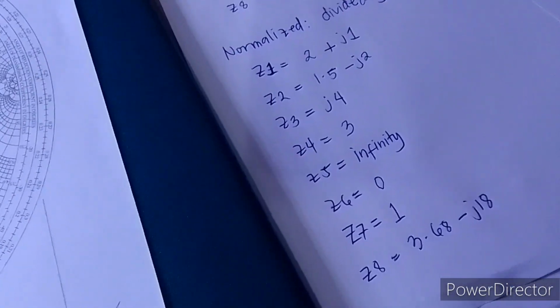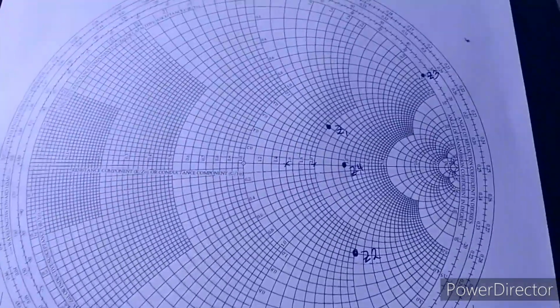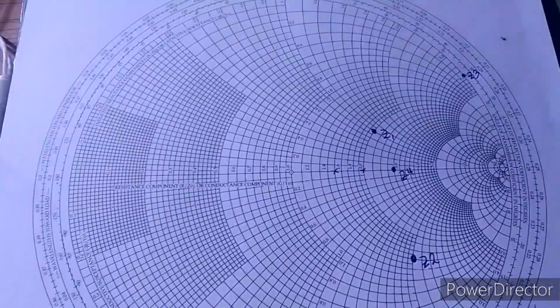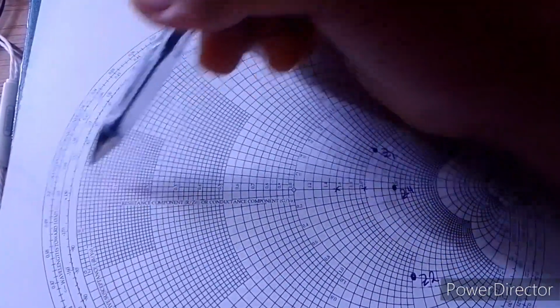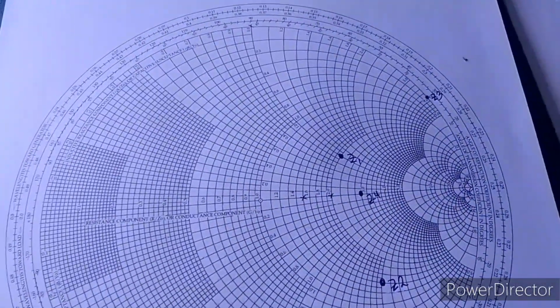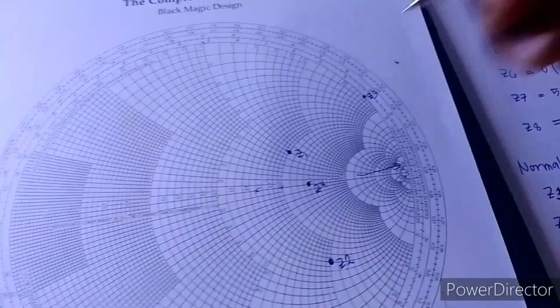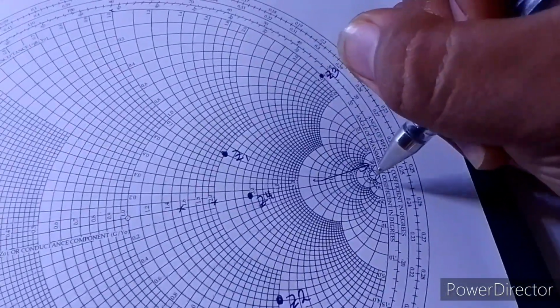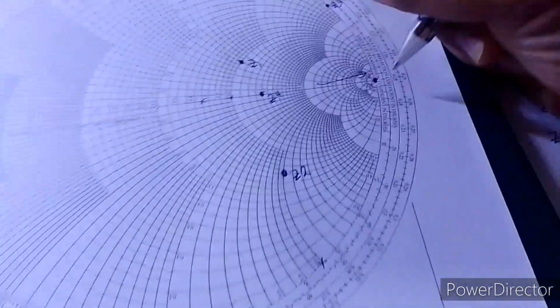Next, we're going to plot the impedance 5, which is infinity. When we talk about infinity, it goes around. Since this is 0, our horizontal line consists of the 0 here and positive infinity, which means it goes around here, all the way here. So the positive infinity will be here. So this is our Z5.